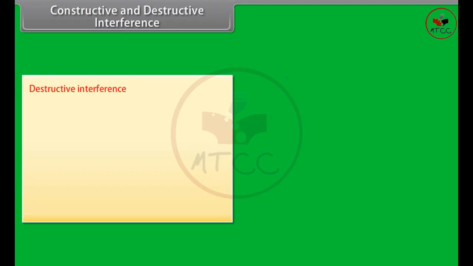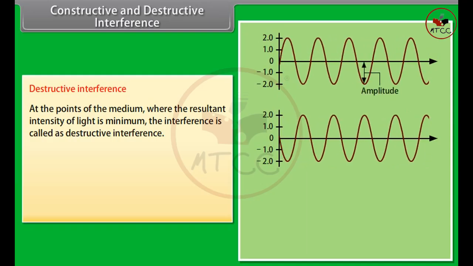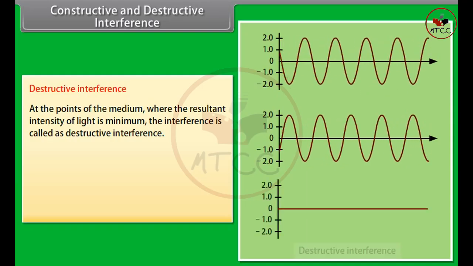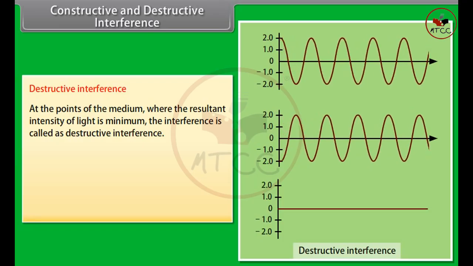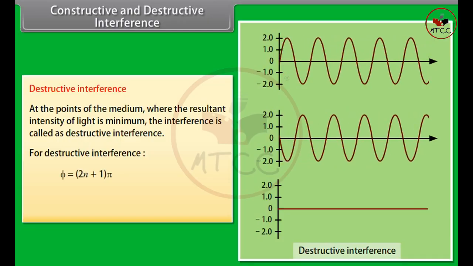Destructive interference. At the points of the medium where the resultant intensity of light is minimum, the interference is called destructive interference. For destructive interference, phi is equal to (2n+1) pi, or path difference p is equal to (2n+1) lambda by 2.